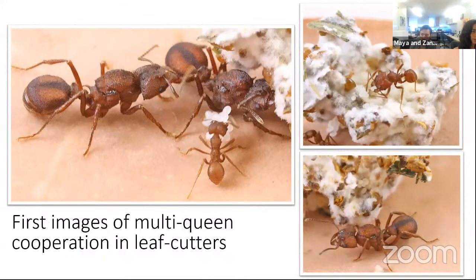So we're looking at the early stages and photographing queens. These are the large individuals here working together to build a colony. And we're trying to understand what roles they are playing. Are they equally cooperative, or is there maybe one individual laying more eggs? These are questions we can answer, and we can also document them for the first time through photography.